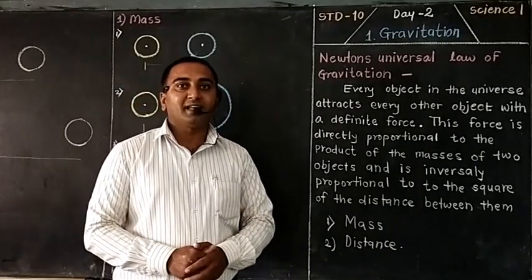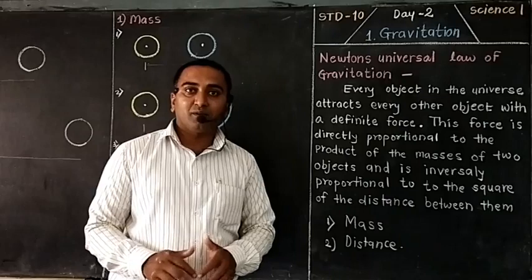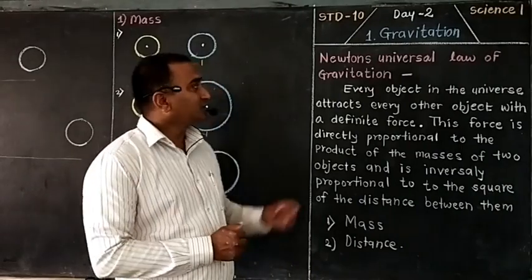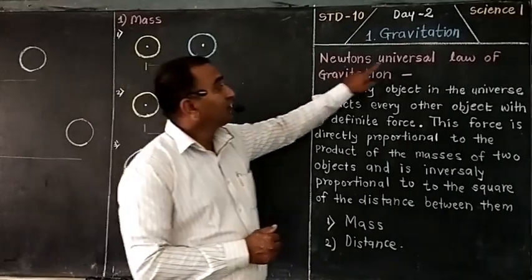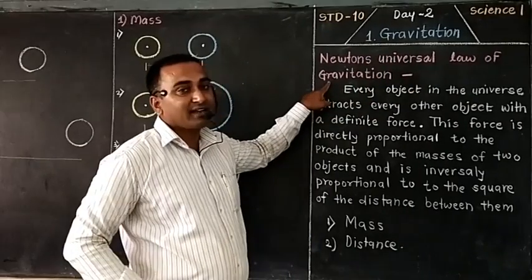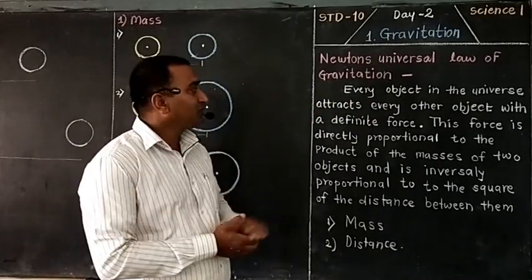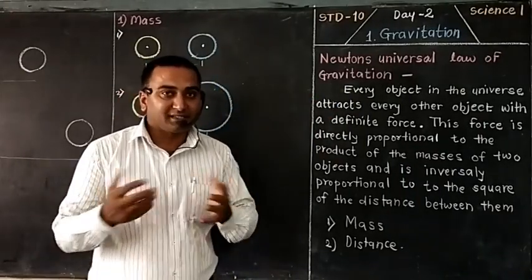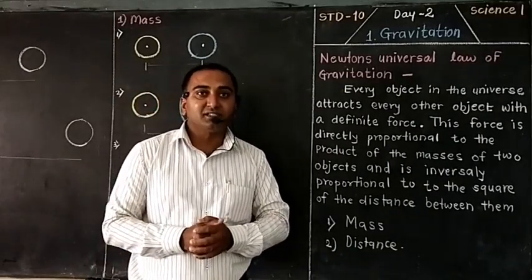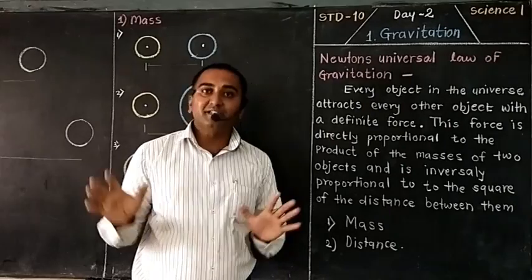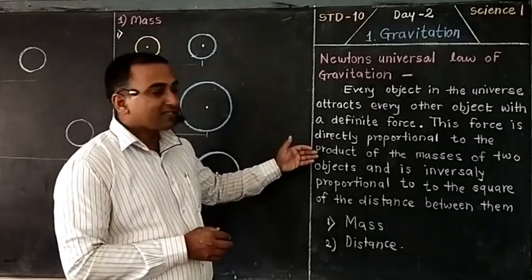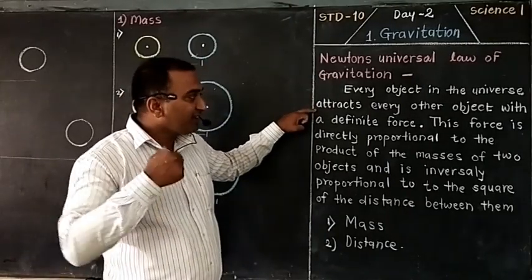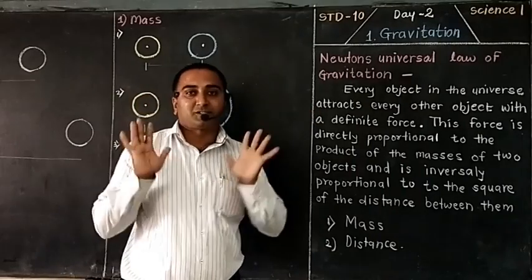It is a law of gravitation not applicable for only Earth. It is applicable for all the objects in the universe, and so it is considered Newton's universal law of gravitation. What is the statement he has given? Every object in the universe attracts every other object. That means there is a force of attraction between any two objects in the universe. So he states: every object in the universe attracts every other object with a definite force.